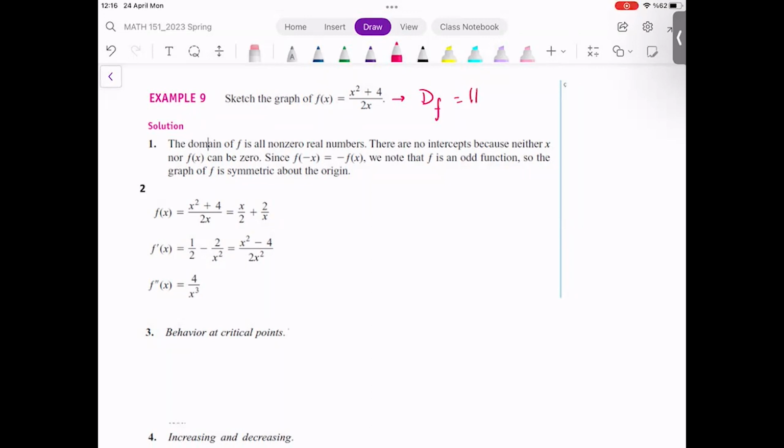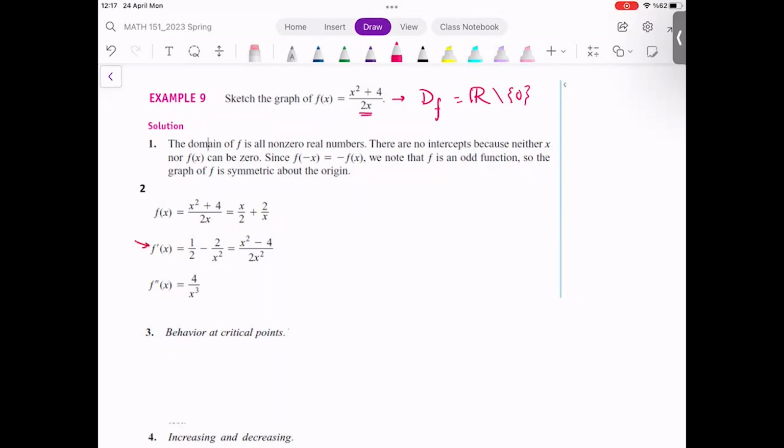Every real number is valid except 0. You need to exclude 0 because the denominator cannot be 0. Except for the point 0, you can take any real point. This is the domain.